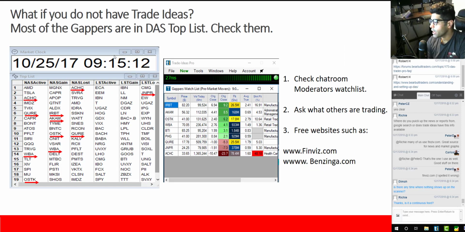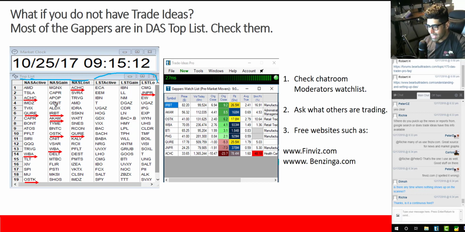So another question that might come up is, okay, I don't have Trade Ideas. I don't have access to a gappers watch list. So what should I do? There are a couple of ways you can get around that. The first one is, if you're using a platform, they usually have a top list that gives you a free scanner. All of you who use DAS, there's a top list with columns: Nasdaq Active, Nasdaq Gainer, Nasdaq Loser, and then the other exchanges, New York Stock Exchange and American Stock Exchange.